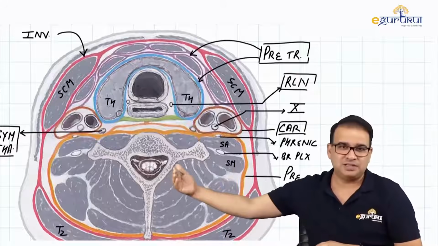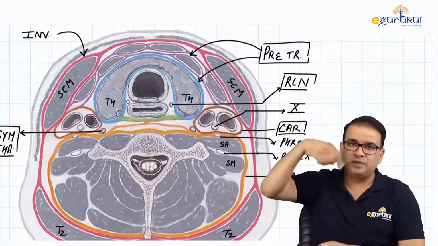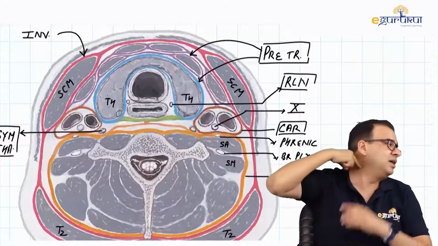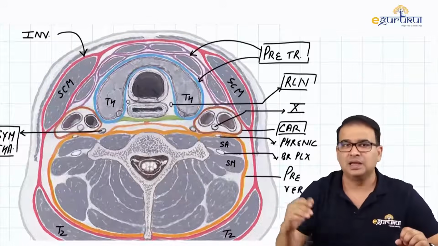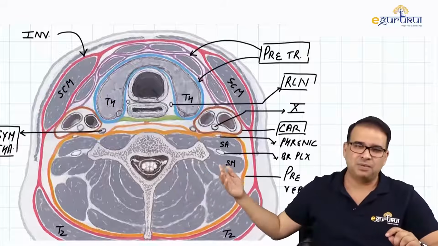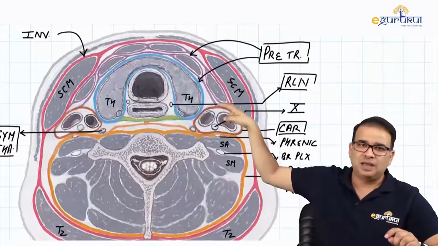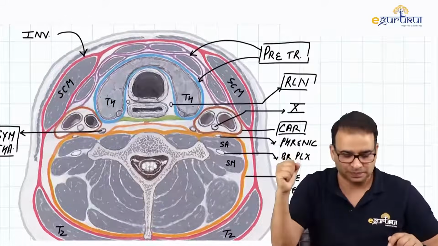So when you take a section at the C7 level, the ansa cervicalis is finished above only. Ansa cervicalis finishes somewhere here and the section is taken below it. And that is the reason we are not able to identify the ansa. If you take this section two or three segments above, you definitely will see the carotid sheath having the relation of the ansa in front.